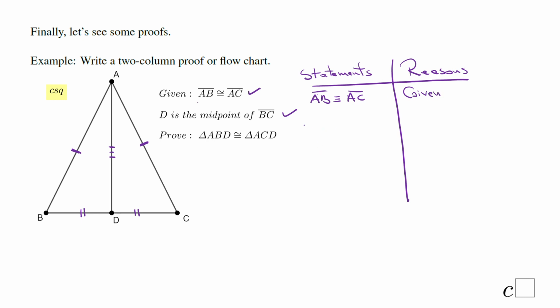Now I'm going to start with the second thing, D is the midpoint of segment BC, and that's also given. And now I'm going to write this statement, BD congruent with DC, because this is a midpoint. BD congruent with DC, and the reason is definition of midpoint of a segment, in fact.